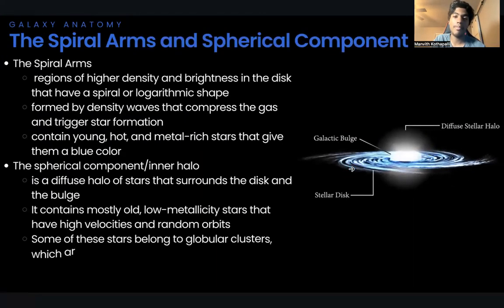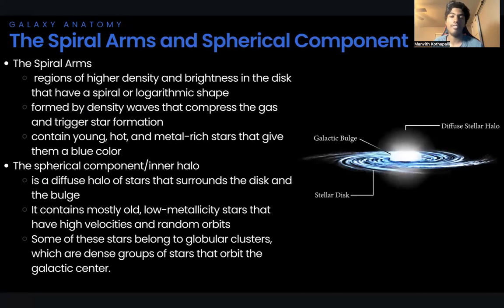The spiral arms are the regions of higher density and brightness in the disk that have spiral and logarithmic shape. They are formed by density waves that compress the gas and trigger star formation. The spiral arms have young, hot, metal-rich stars that give them the blue color.